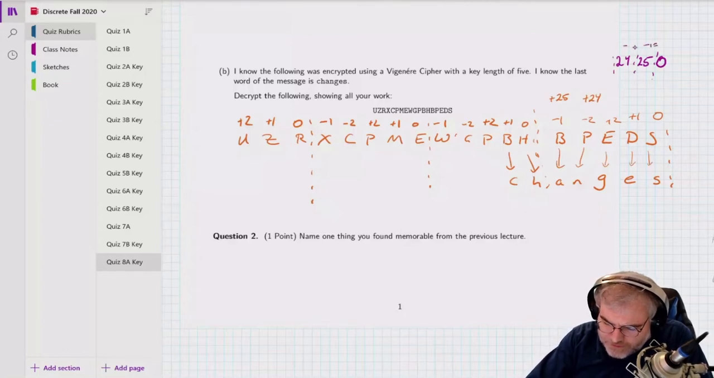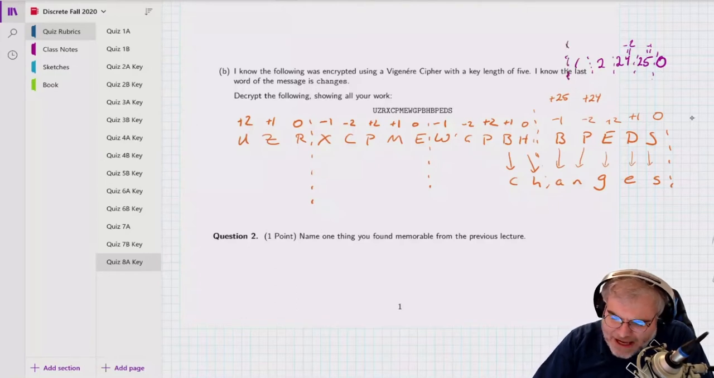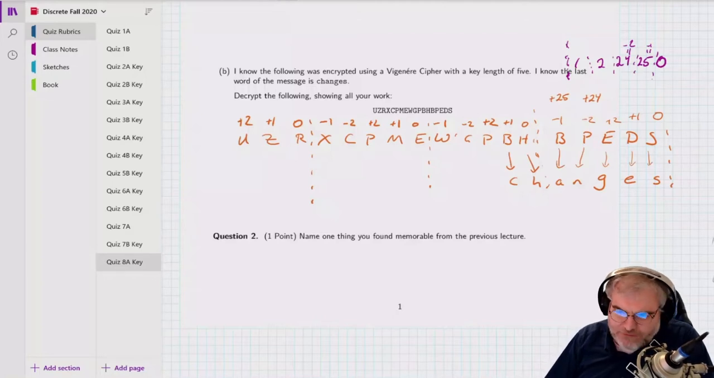Okay. To get here, I subtract 2. To go from P to N, I subtract 2. That meant that the original key had a 2 in it. And to go from B to A, I subtract 1. That means the original key had a 1 in it. So this turned out to be my original key. Of course, I'm starting from the back, but who cares? So my original key, if I was starting from the front, would have been 24, 25, 0, 1, 2.